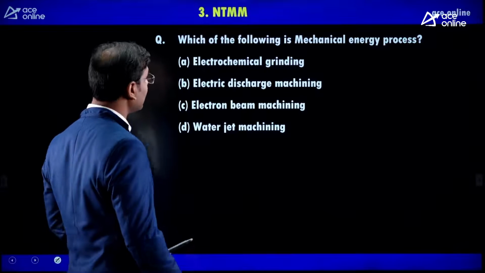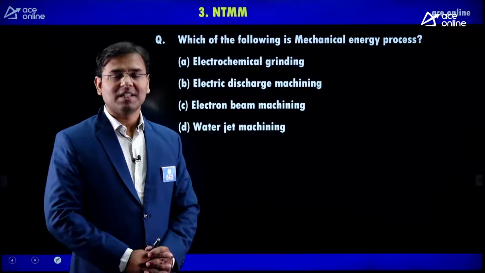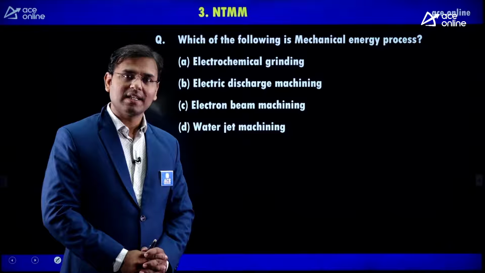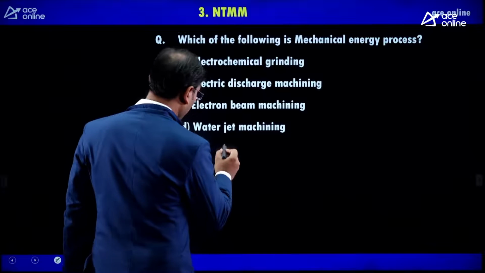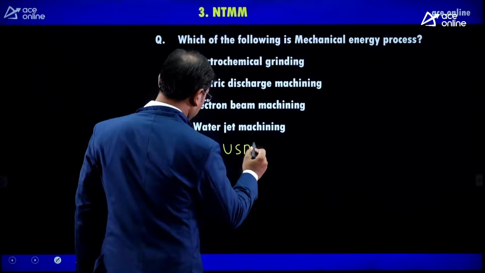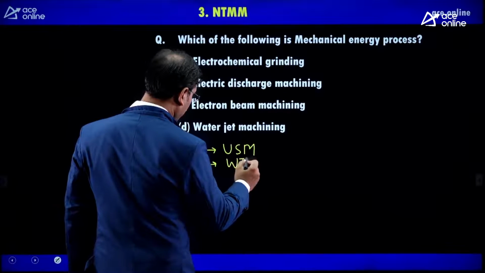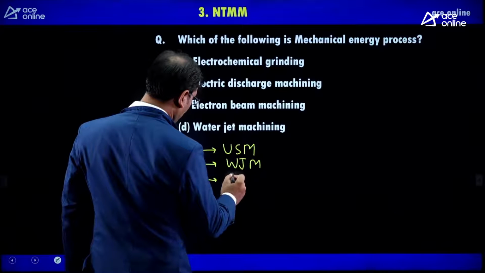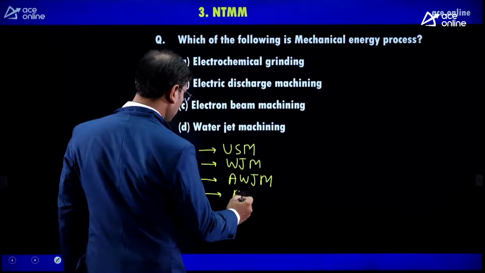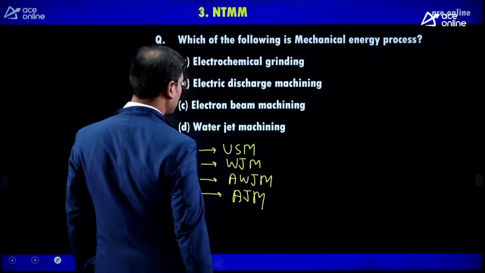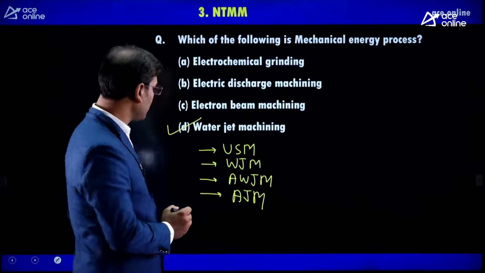Which of the following is a mechanical energy process? Now in the NTMM chapter, the non-traditional machining method chapter, some mechanical energy methods are there. In that, the first method is USM, ultrasonic machining. The second method is water jet machining. The third method is abrasive water jet machining, AWJM. And the fourth method is abrasive jet machining. Out of all of these, here you can see only option D is water jet machining, WJM.